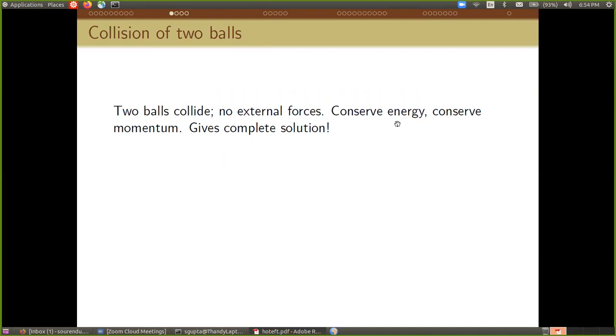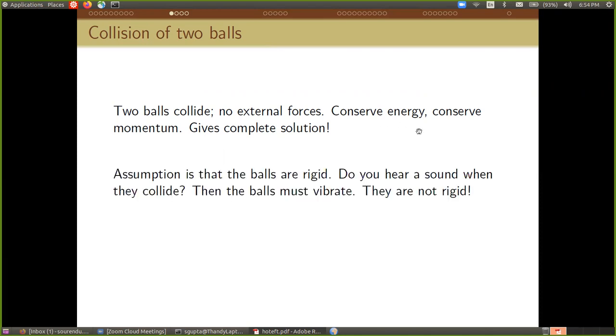But is this really the truth? The assumption that I've made is that the balls are rigid. But when two balls collide, you hear a sound. If you're hearing a sound, then the balls must be vibrating, which means they're not rigid. So why don't we have to take that into account?